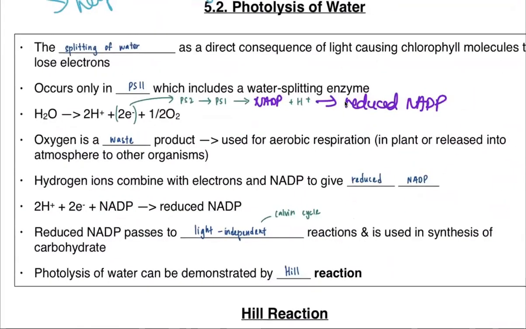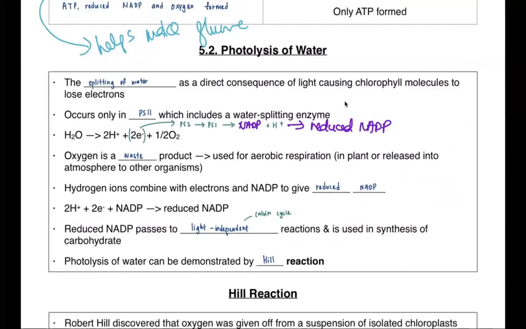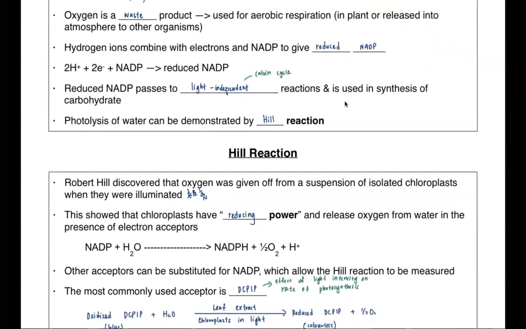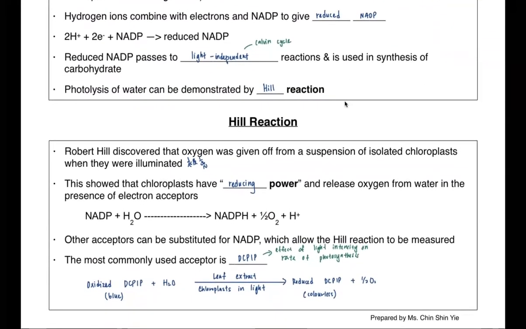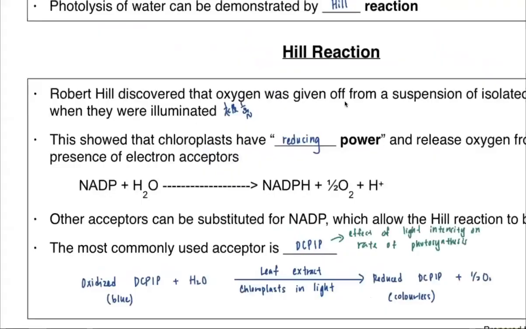Later we'll see how this reduced NADP is involved in the light independent reaction for the synthesis of glucose. The synthesis of glucose is the light independent part. Photolysis of water can be demonstrated by the Hill reaction. So what is the Hill reaction?